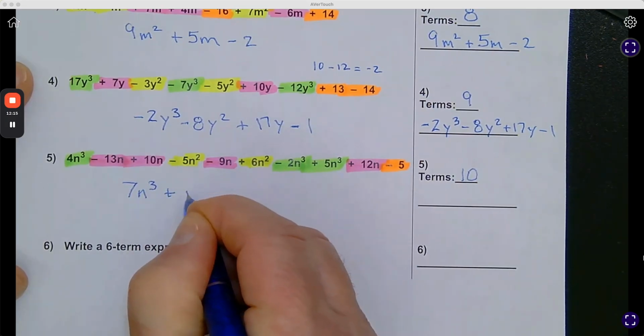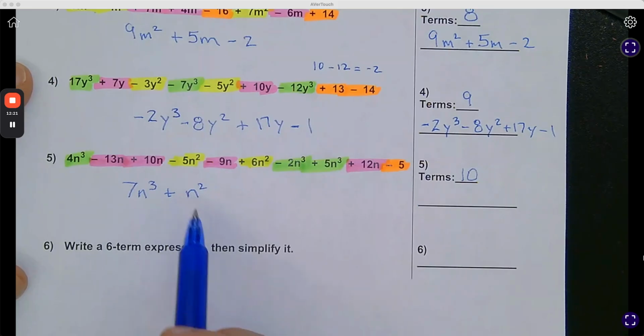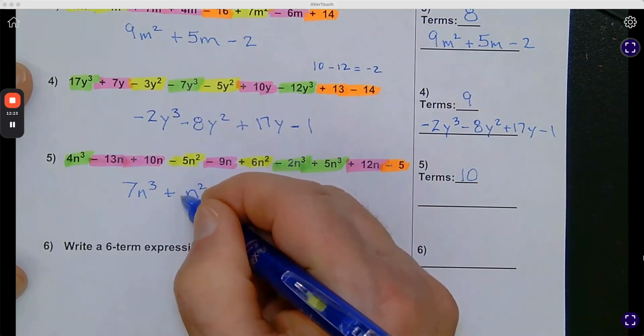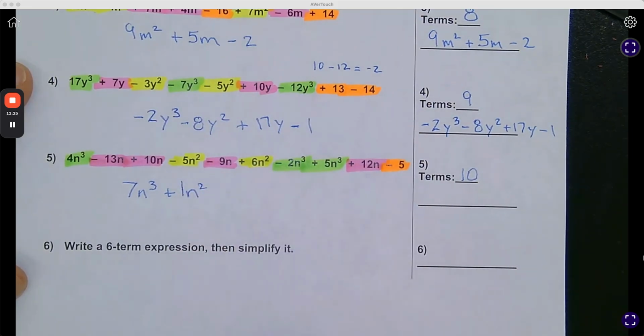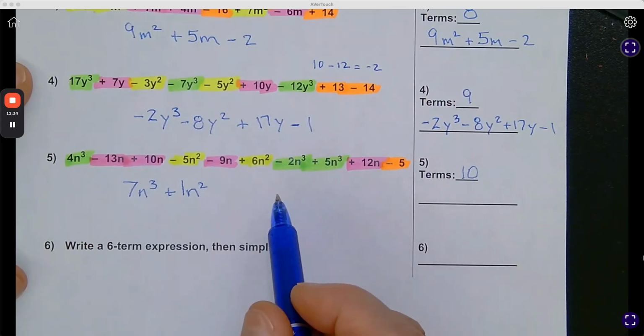This is where you can do one of two things. You can write n squared, which automatically implies there's a 1 in front. But if you wanted to put that 1, you could. All right? But the 1 is unnecessary in this case.